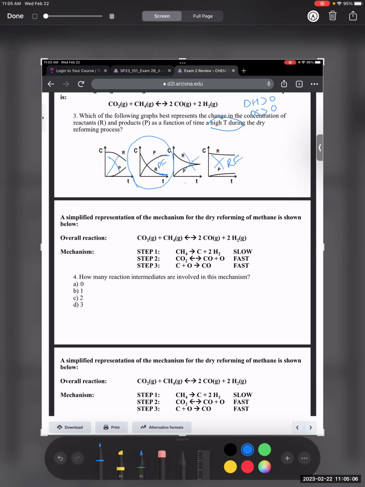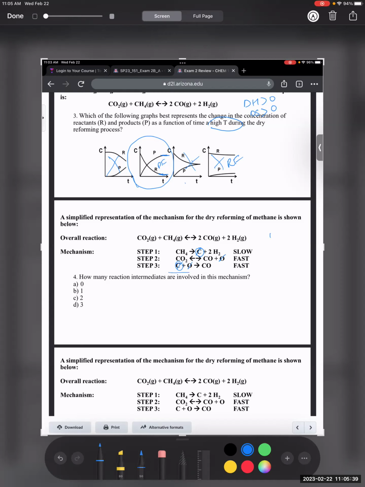All right, the next question, how many reaction intermediates are involved in this mechanism? So intermediates are produced and consumed. You see that C is produced and consumed over here. Therefore, that's 1. And then we have hydrogen, okay, it's not consumed. And then we have CO, seems to be a product. And then oxygen is also produced and consumed over here. And then that's all I see.